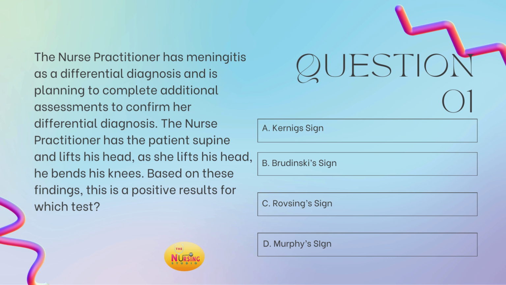Is it Kernig sign? No. Although we do utilize Kernig sign to help confirm a meningitis diagnosis, that's not Kernig sign. Kernig sign is more where you have them lying supine, you'll lift the leg and it'll elicit pain, they can't lift that leg. And then Brudzinski sign, is that it? Yes. B, Brudzinski, also for meningitis confirmation, remembering that while they're lying flat, as you lift the head, their knees will flex up. They'll start to bend those knees, okay? So it is B, Brudzinski sign. And the other two don't even have anything to do with this, right?